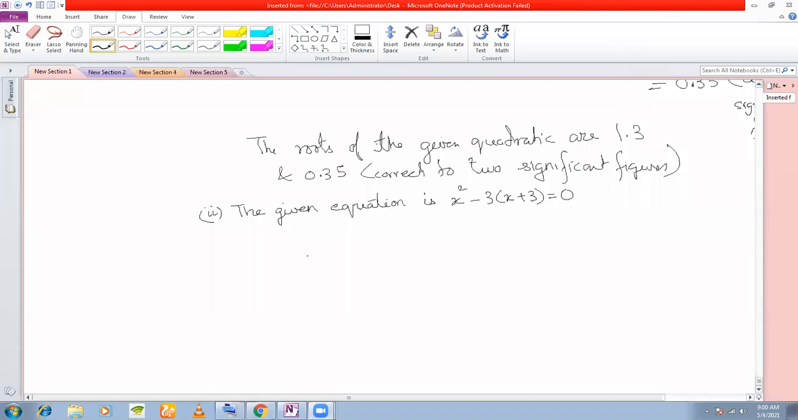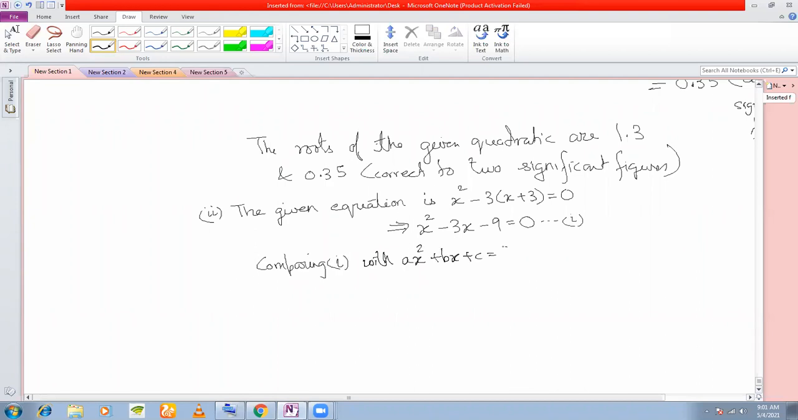You write this equation in the ax square plus bx plus c form. So what you do here is write this as x square minus 3x minus 9 is equal to 0. Now you compare with the standard form. Let's say 1. Comparing 1 with ax square plus bx plus c is equal to 0.